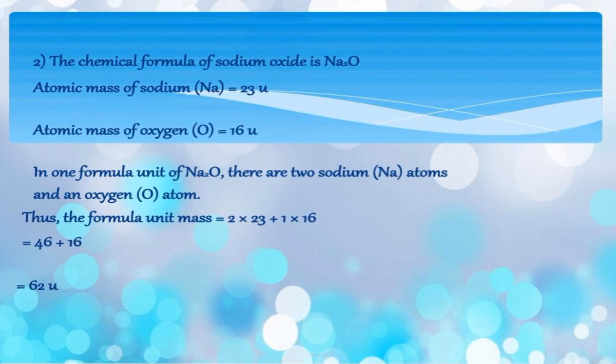The next example is sodium oxide, whose chemical formula is Na2O. Atomic mass of sodium is 23 u and atomic mass of oxygen is 16 u. In one formula unit of Na2O, there are 2 sodium atoms and 1 oxygen atom. Thus the formula unit mass is equal to 2 into 23 plus 1 into 16, which is equal to 62 u.